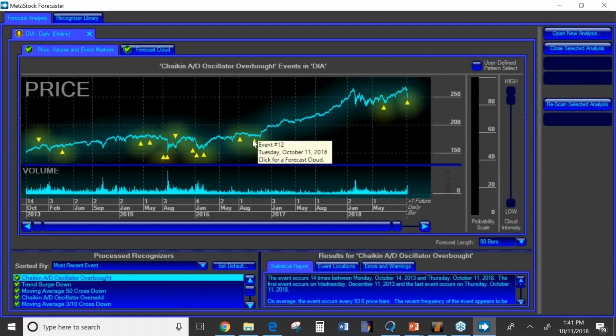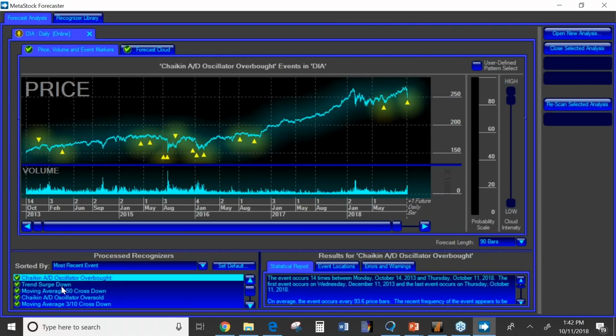You'll see these yellow markers that appear on the chart. They're telling you when those events have occurred historically. So right here, that same Chaikin oscillator went overbought again. It happened over here and here, so you can see exactly when on the chart that's happened. This will process one event at a time. Every time you see an arrow on the chart, it doesn't matter if it points up or down, it's just marking it for you. Every time you see that on the chart, it basically tells you the Chaikin is overbought.